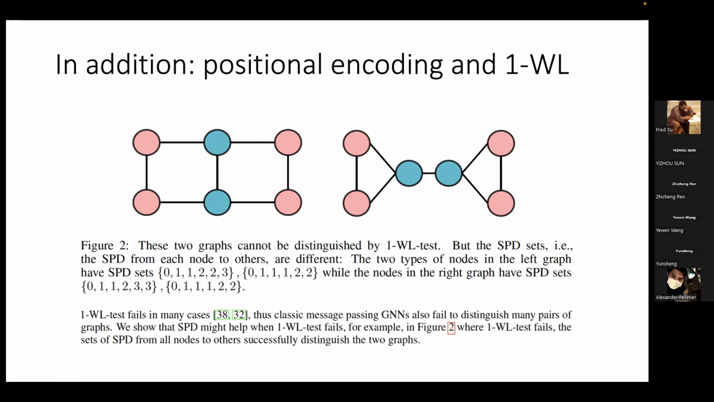These graphs are not isomorphic, but if you just use the one-dimensional Weisfeiler-Lehman test, it will give identical results for the graphs. But if you give additional features with the shortest path between nodes, with that kind of additional node features, you are able to distinguish the two graphs. I see, that makes sense. This is using shortest path as additional features. Yes.